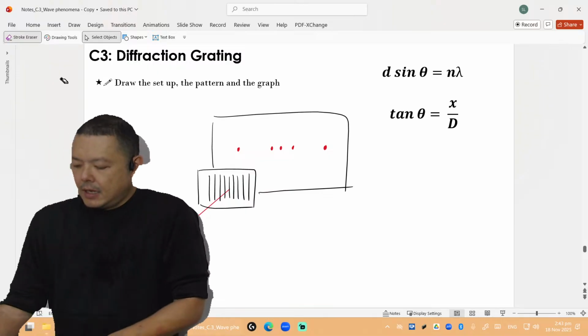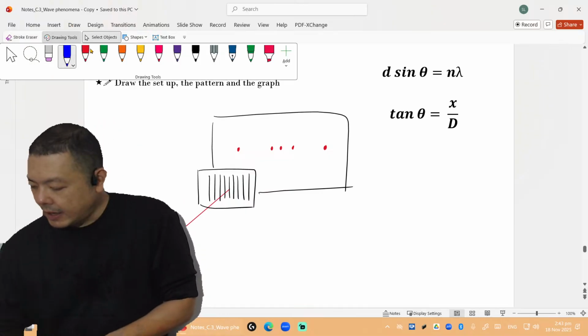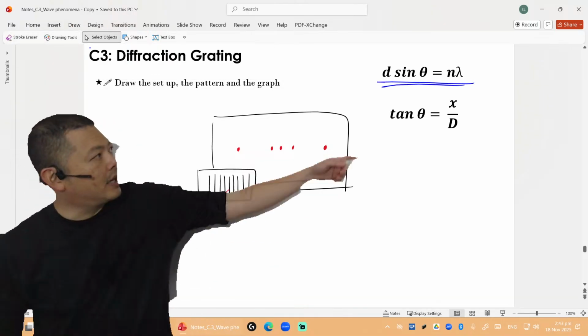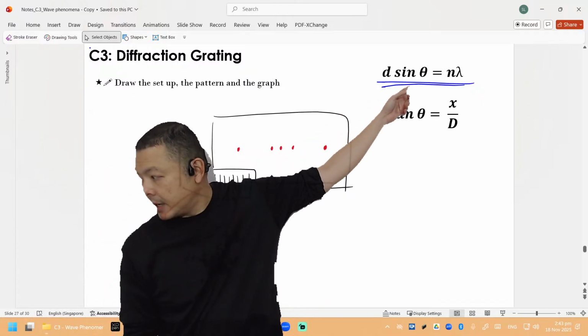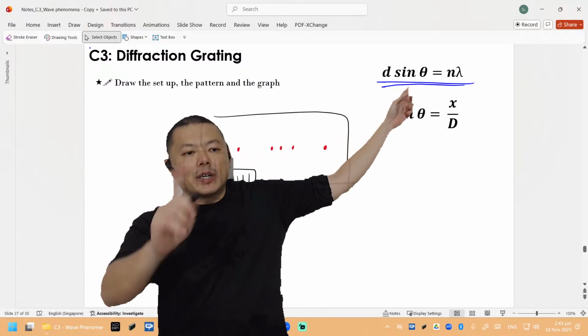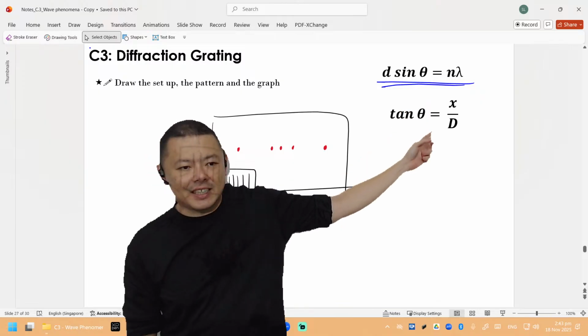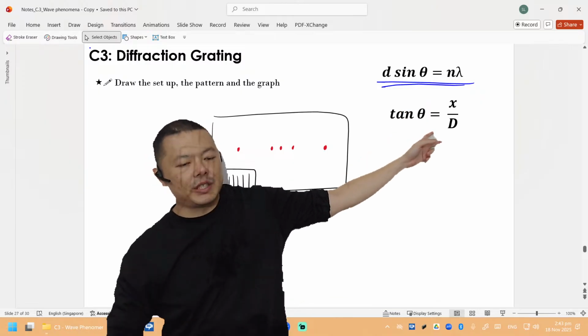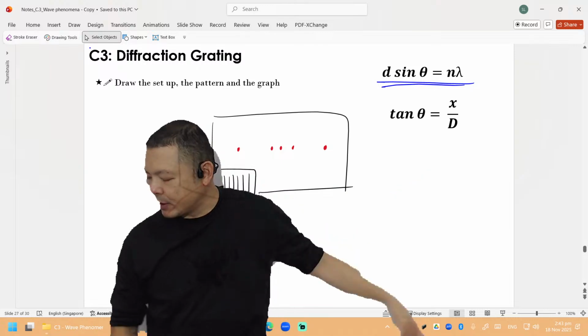Then the next thing is the equation. You will see this equation in your data booklet: d sin θ = nλ. You wouldn't see the other one, which is tan θ = x/D, because this is one of those equations you need to memorize. They make you memorize it.